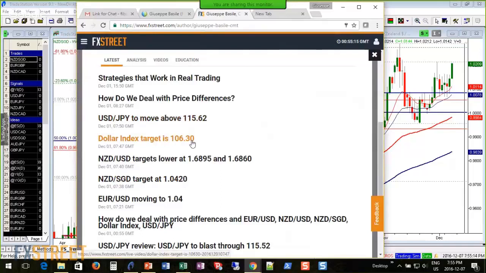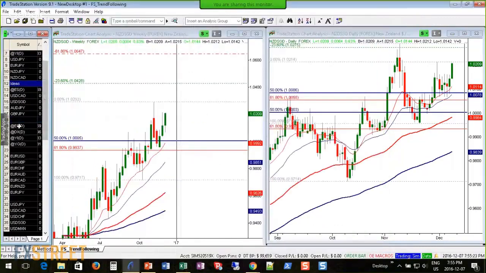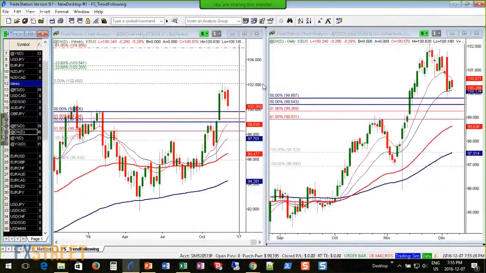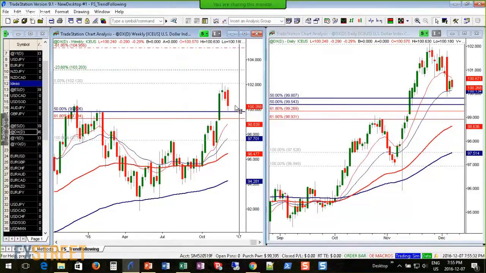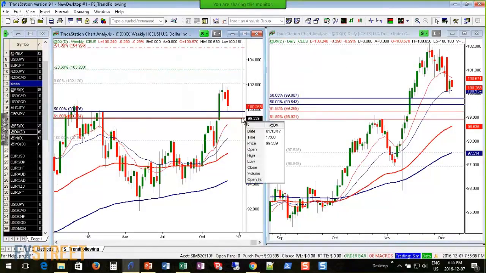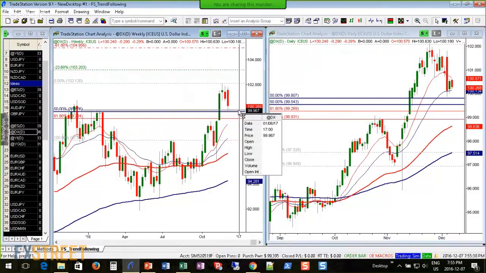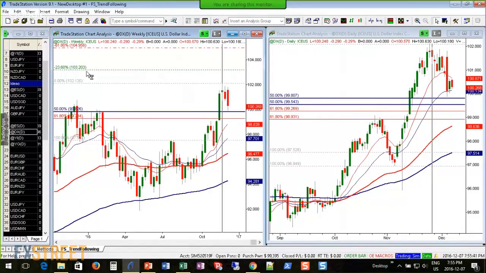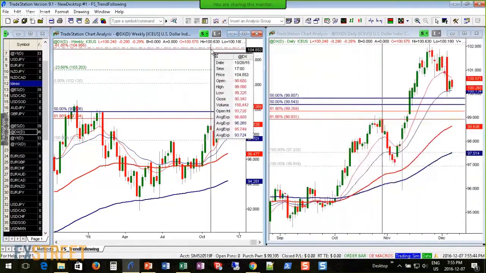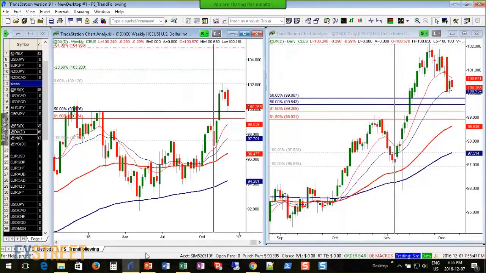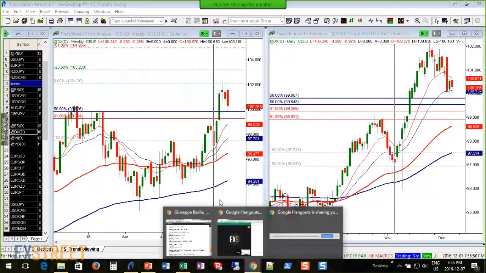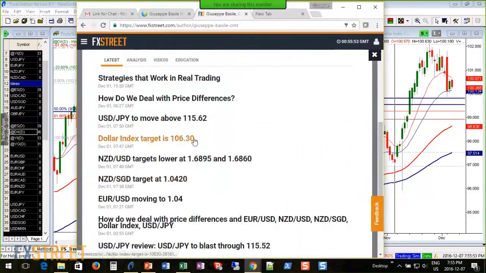The dollar index target, I mentioned it was 106.30, and let's look at the dollar index here, which came to trade the next extension long, and this extension long, if it's respected and it coincides with previous highs here, will bring price into 103.20 and possibly 105 here, helping price into that target that we mentioned, the 106.30. So this is still on.